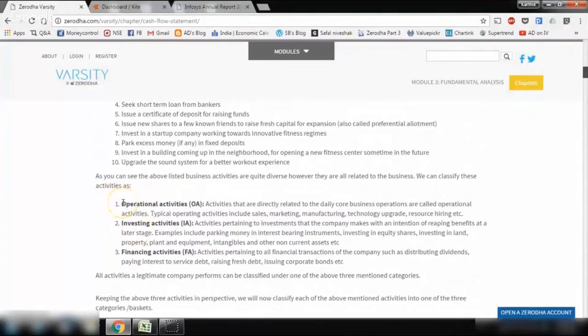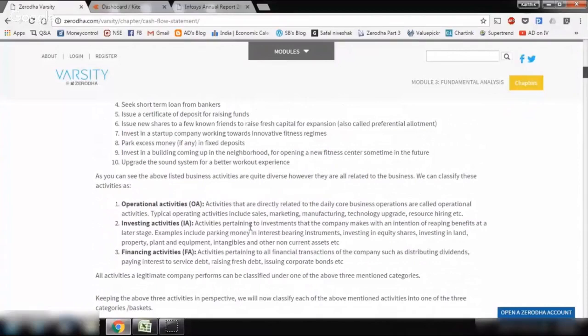So end of the day, whatever that a company does is either a part of the operating activity, or a part of the investing activity, or a part of the financing activity. It has to be categorized as one of these things. Now, here's the beauty of these activities. Each activity either consumes money, or it produces money, it generates cash.